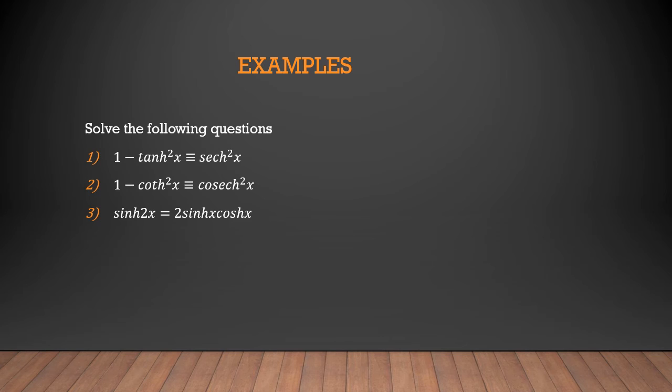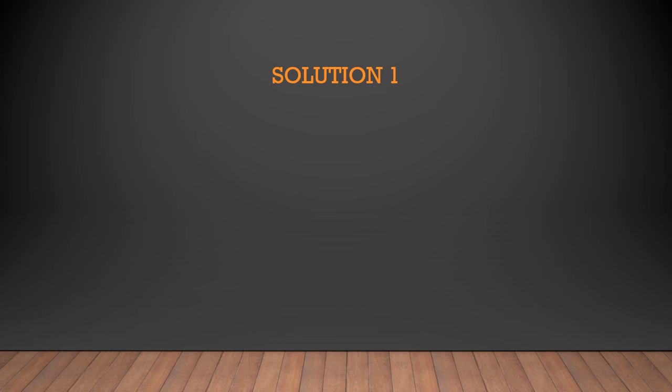Now we have to prove here that 1 minus tan squared x is identical to sec squared x, 1 minus cos squared x is identical to cosec squared x, and sin 2x equals 2 sin x cos x. Let's begin. So solution 1. There are two ways we can use to prove it. We can use the definition of e to the x, or we can just manipulate it. So we're going to manipulate it, but I want you to solve the other way and send it to me in the comment section.